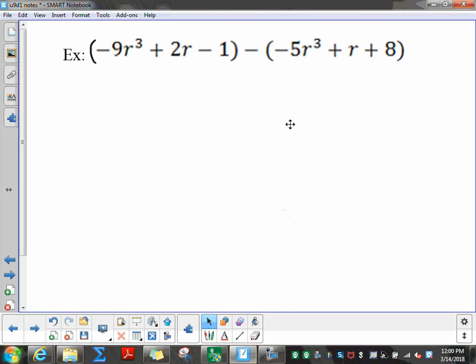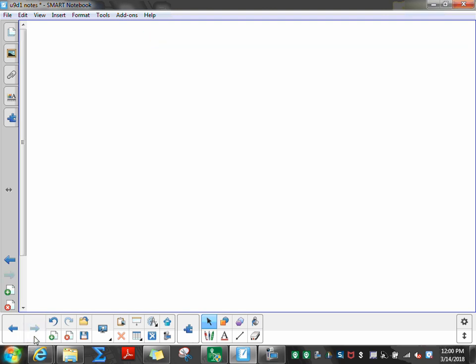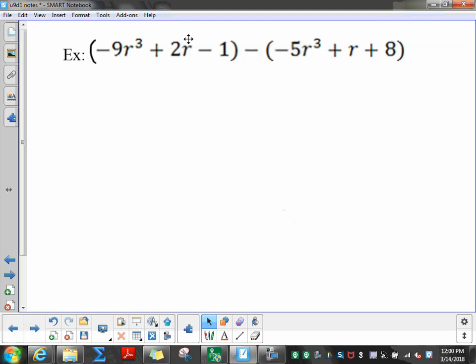The next one, I don't think I gave you guys a try on your own. I didn't. Oh well. So the next one, we have negative 9r cubed plus 2r minus 1. So that's our first polynomial. We have a minus sign. And then our next polynomial is negative 5r to the third plus r plus 8.